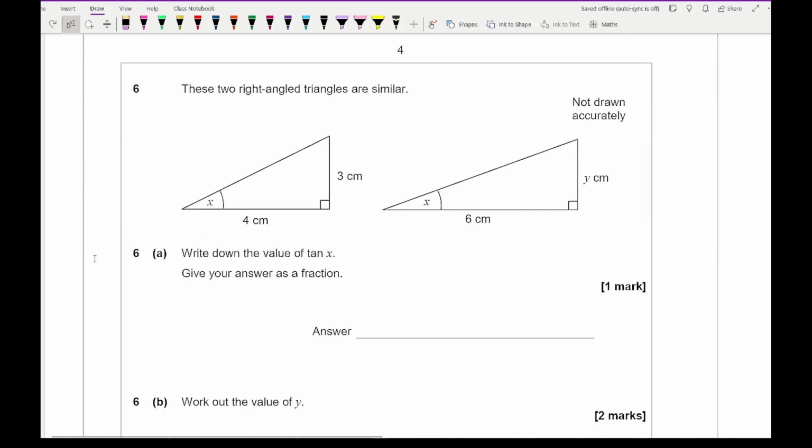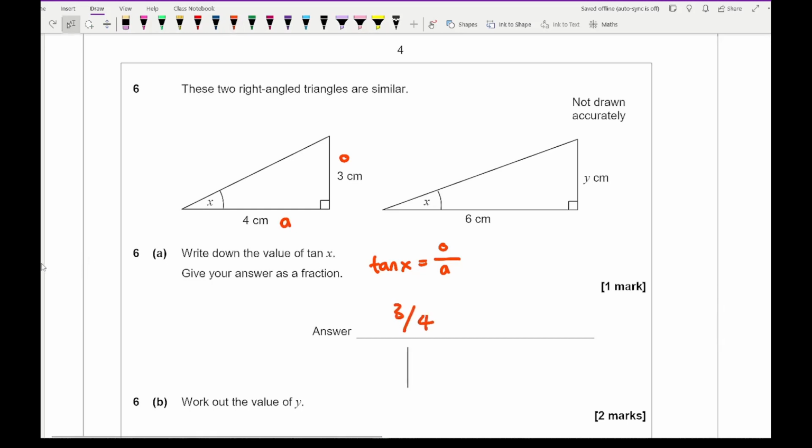Then moving on to our next question, it says these two right angle triangles are similar. It says write down the value of tan x, give your answer as a fraction. So here we've got tan x equals opposite over adjacent. So this is our opposite, this is our adjacent, so it's going to be 3 over 4.